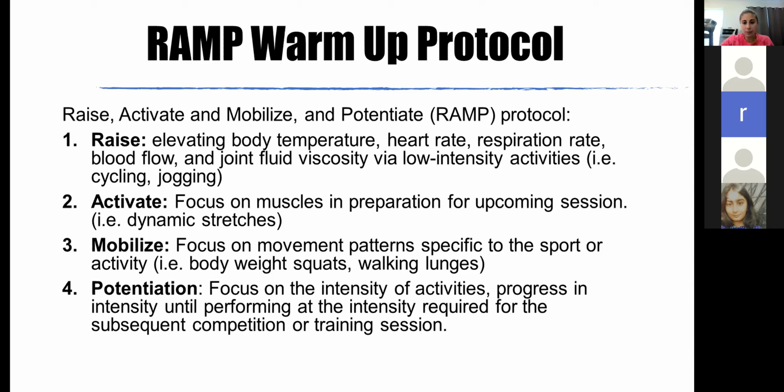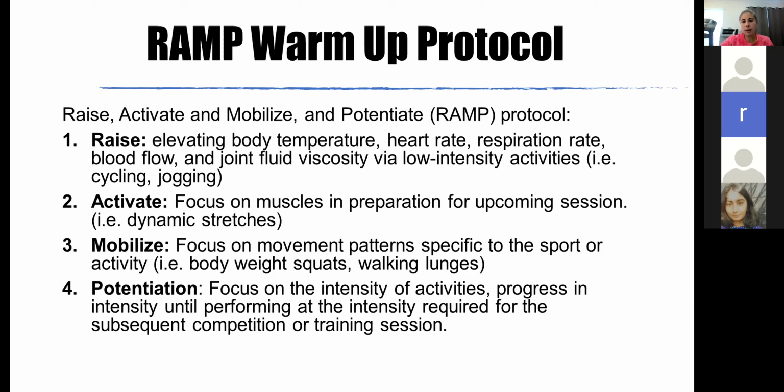As we get into the next component, it's activate. And this is where we're going to go into more of those specific movements now. And we're going to focus on muscles in preparation for the upcoming session. So this is like your dynamic stretches, but again, we don't have to get too specific yet as to the movements we're going to be doing. Let's say squatting, for example. We don't have to get there yet. We're just building up our intensity now with activate.